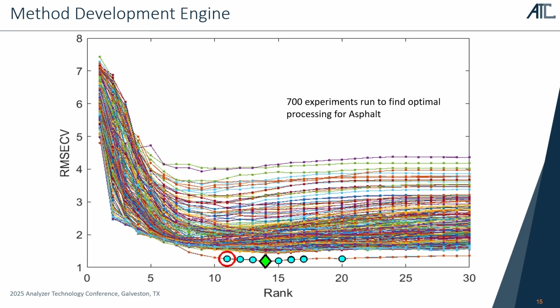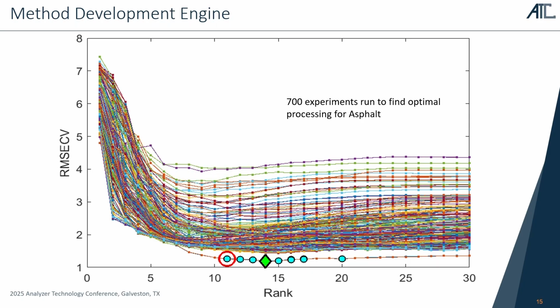So in method development, here's an example of 700 experiments that were run to find the optimal processing for asphalt in this particular case. And this one actually, things break out pretty easily. So what you're seeing is a series of experiments, and each of those lines represents one kind of pre-processing. And then the dots represent different numbers of factors to figure out what's going on. So basically what you want to do is look for the lowest point. In this case, there's one pre-processing that seems to outperform everything else.